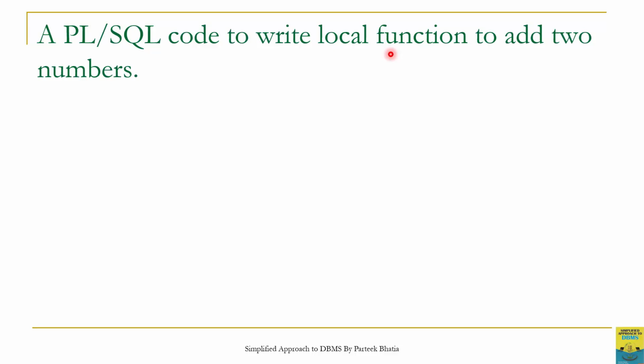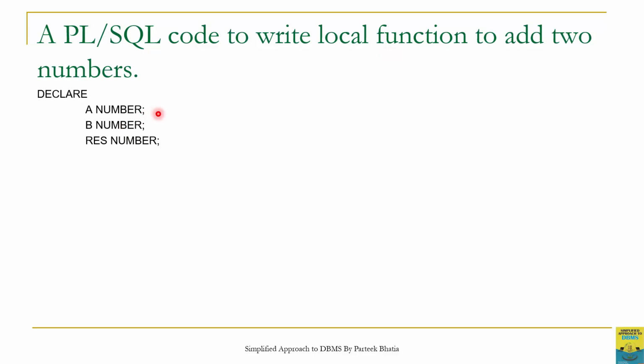Then in the body of this function we have to add the value of these two arguments and store its result in a third variable, and the value of this third variable, which carries the result of addition, should be returned to the calling environment through a return statement. Now let us write the code for this local function.